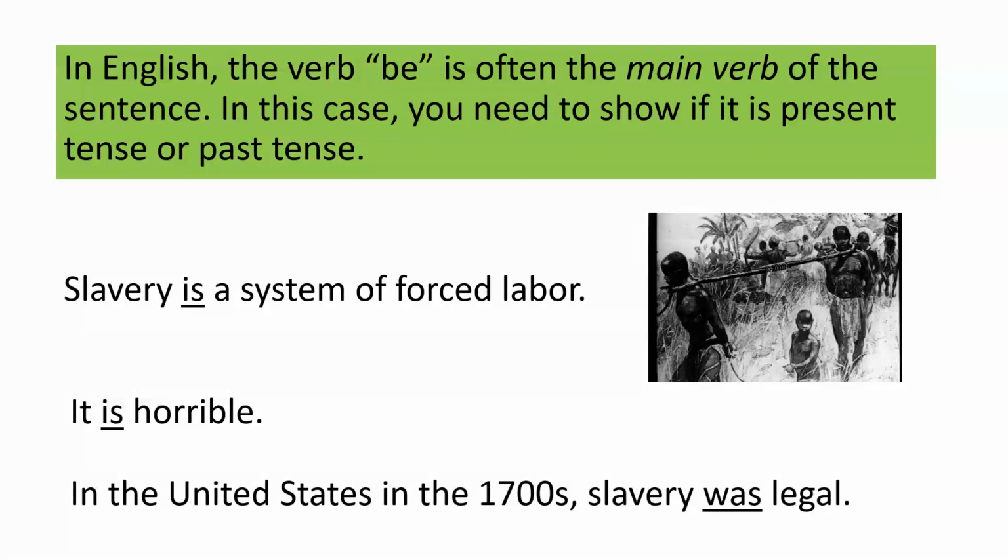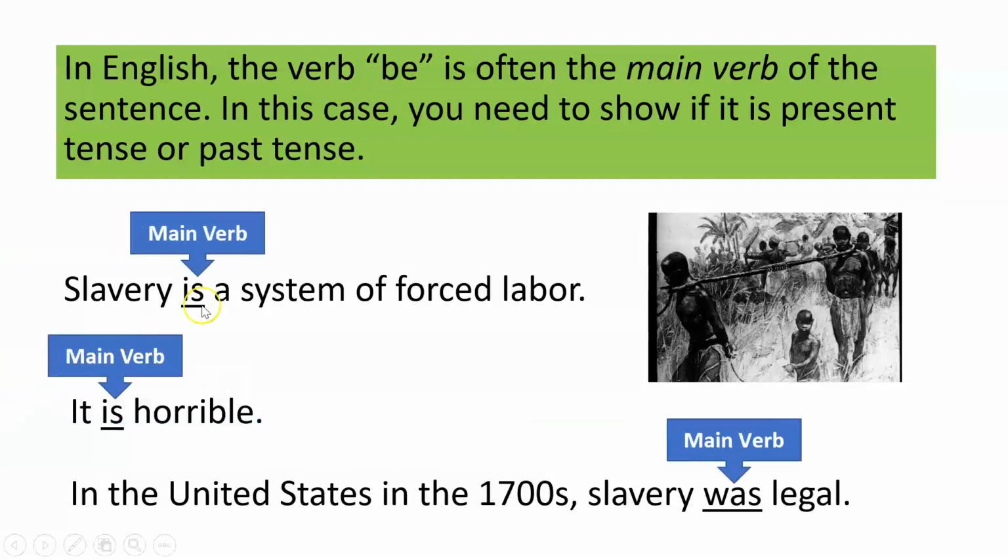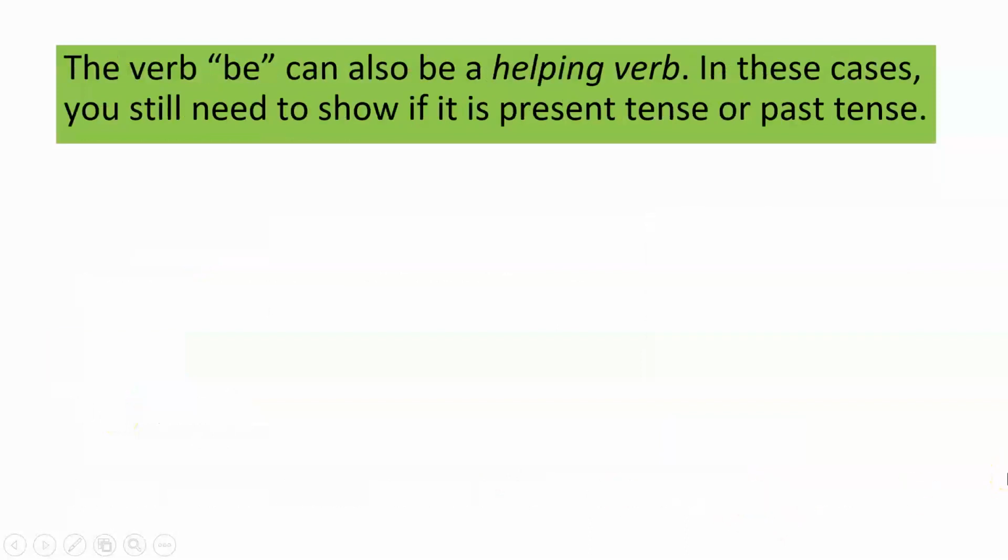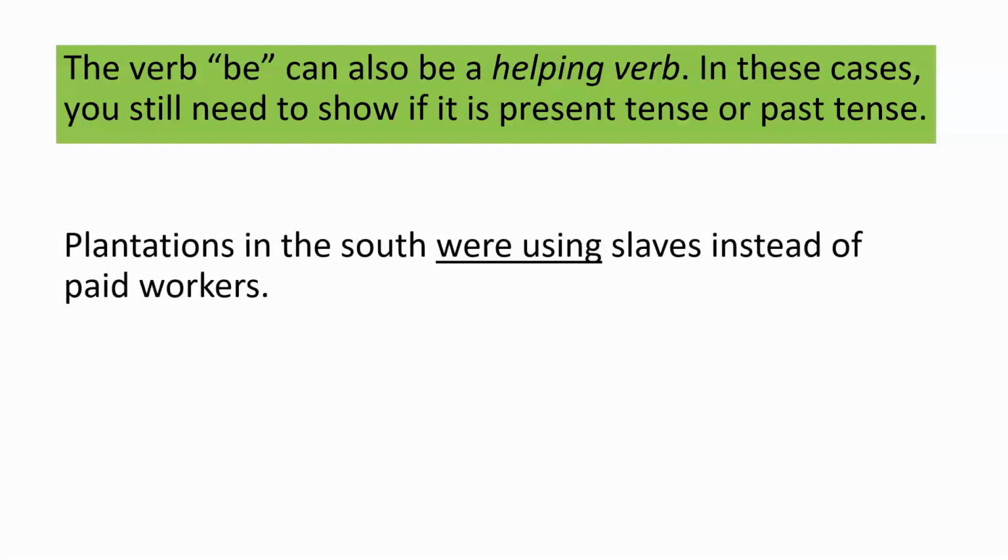So, in all of these sentences, you can see there's one verb, and that is some form of the verb be. These 2 are present tense, and this one is past tense. The verb be can also be a helping verb. So in these cases, you still need to show if it is present tense or past tense.